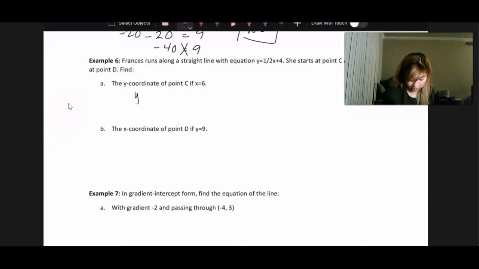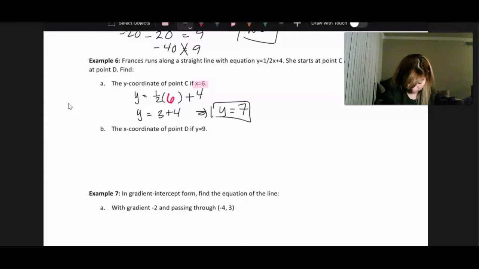So y equals 1/2 x plus 4. They give me x, so I'm going to plug it in here. And they told me x equals 6. I'll plug in 6. Y equals 1/2 of 6 is 3 plus 4. Therefore, y equals 7. For the next one, I'm going to plug in my y because they give me y.